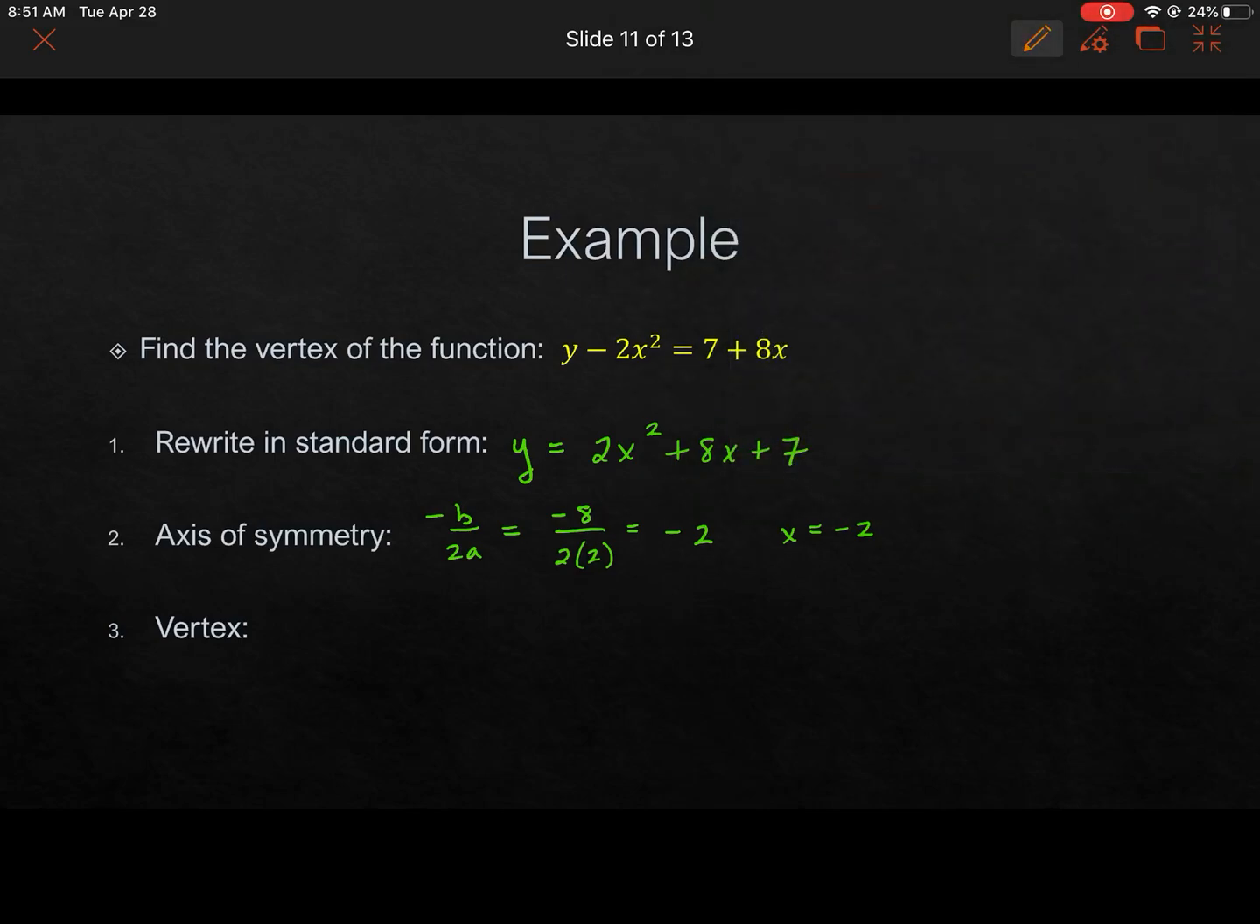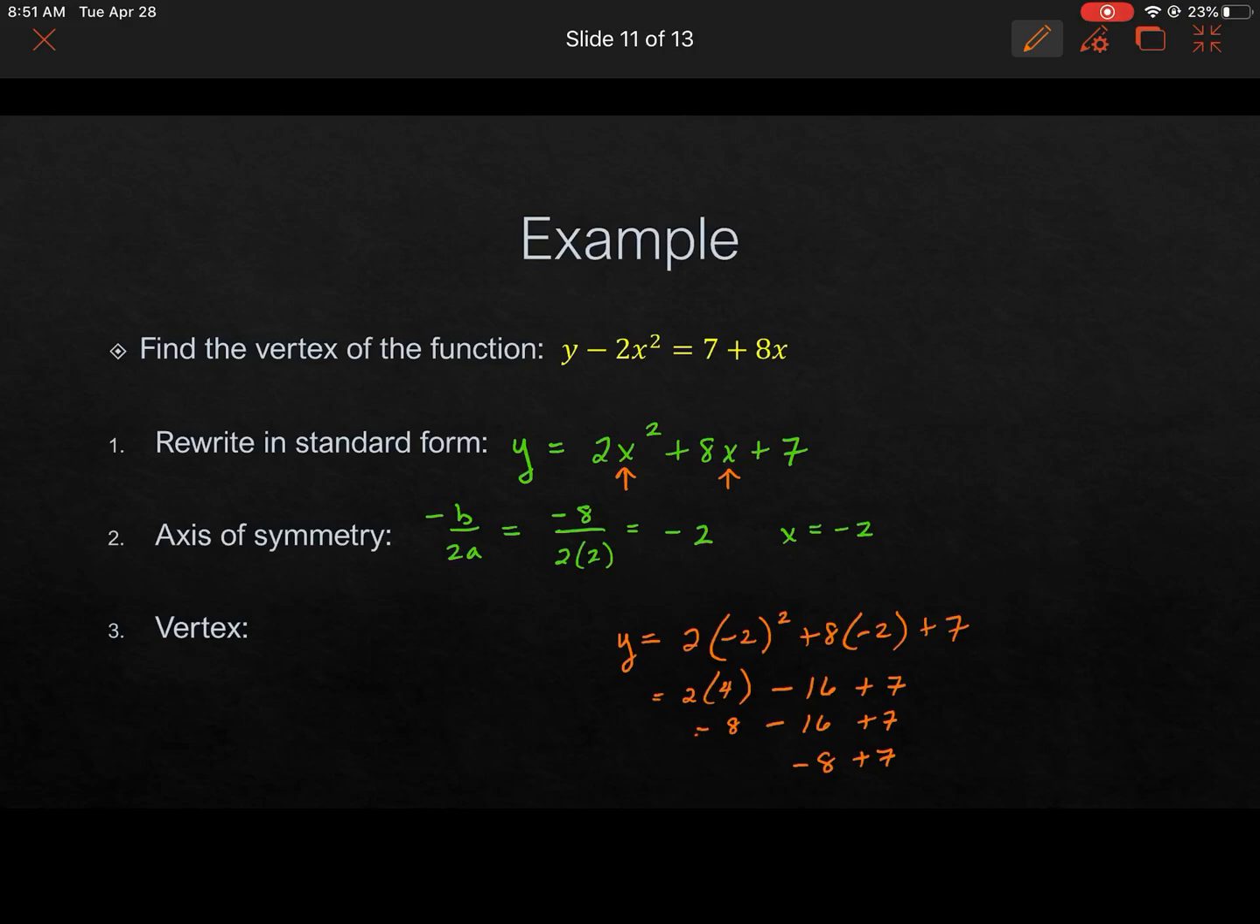The next thing I'm going to do to find the vertex is substitute negative 2 in for my x's. So that means we're going to calculate the y at 2 times negative 2 squared plus 8 times negative 2 plus 7. So let's simplify this out using order of operations. So 2 times 4 minus 16 plus 7. That's going to give us 8 minus 16 plus 7. So negative 8 plus 7.